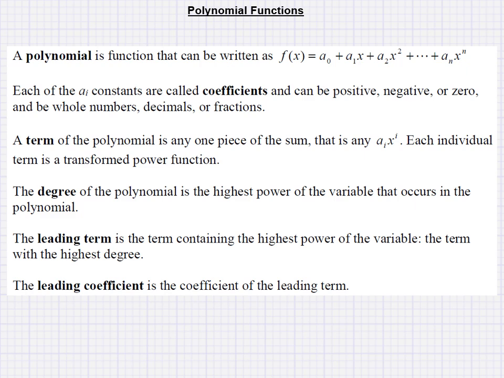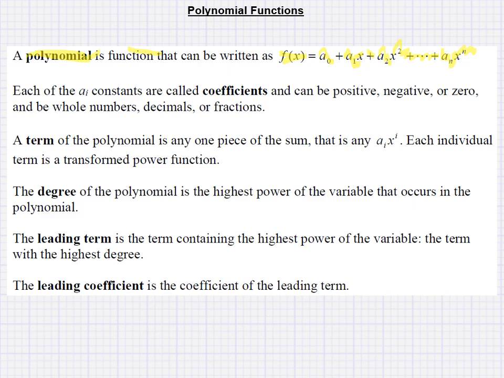A polynomial function can be written in the form a sub 0 plus a sub 1 x plus a sub 2 x squared plus etc. up to a sub n x to the n. Now, let's make some sense of that. It also can be written in different ways. In this case, it's written in ascending power of the variable, but it can be written in descending power too.